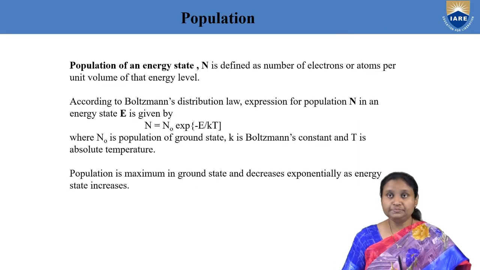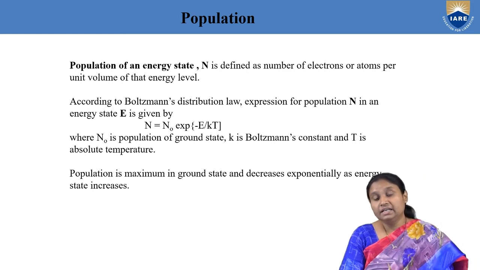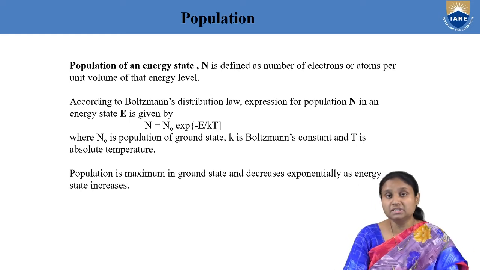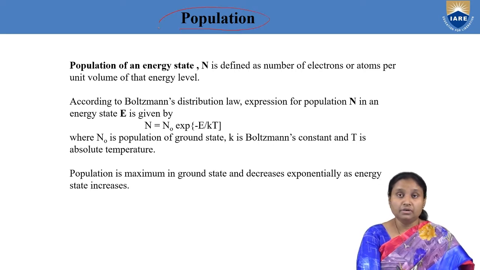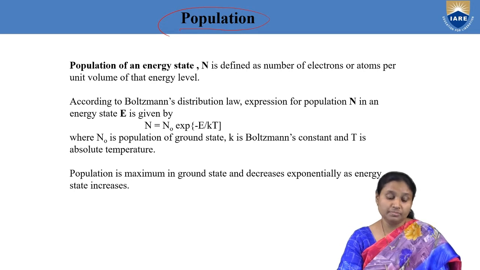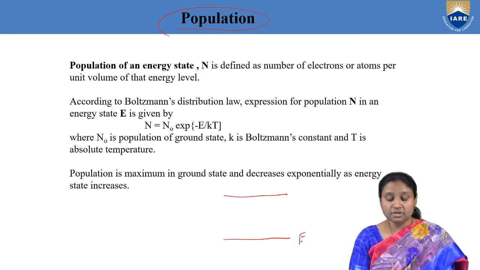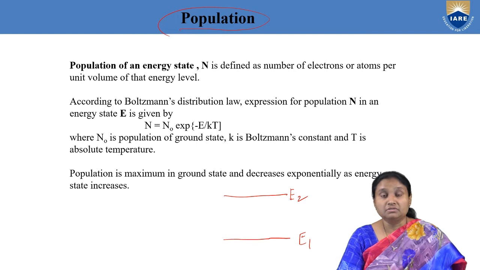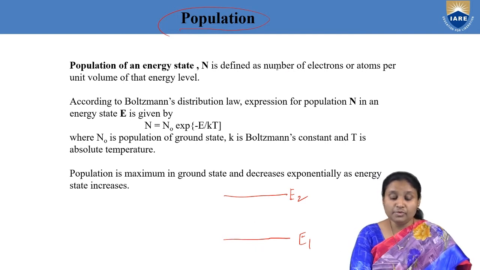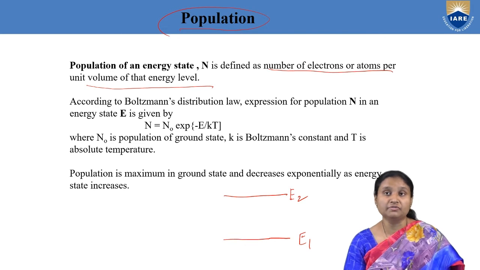Going further, in my first slide I gave three main topics. One is, of course, the metastable state, and the second topic is population inversion. Before understanding what exactly population inversion is, we should first know what we mean by the population of a particular energy level or energy state. Suppose I have two energy states, the ground state E1 and a higher state E2. They are going to differ in their population. What is population? It is the number of atoms or electrons present per unit volume of an energy level, which defines the population of that energy level.